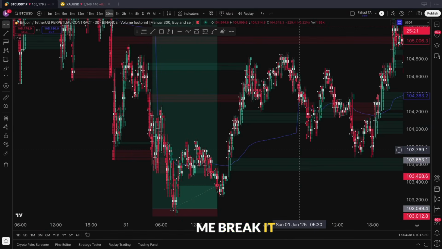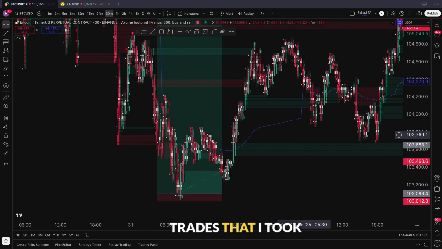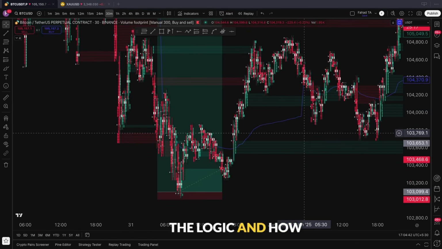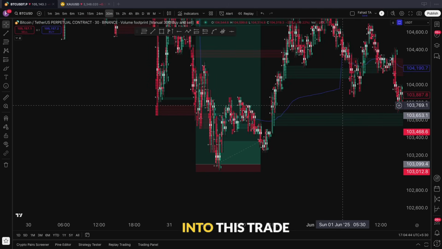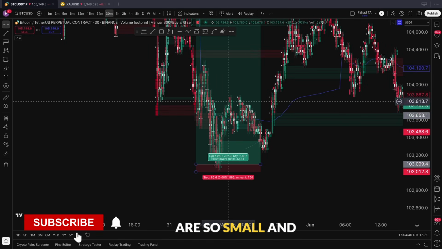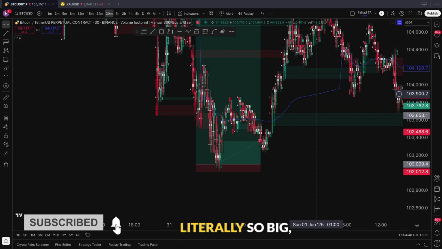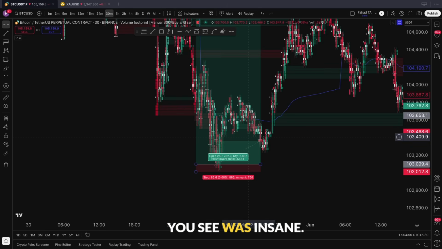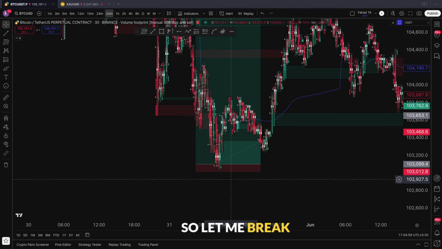So now let me break it down to you, one of these trades that I took earlier, what was the logic and how was I able to get into this trade where the SLs are so small and the targets are literally so big. Like risk to reward, you see, was insane, 1:30. Obviously I do early TPs, but that's not the point. You got into a great trade. So let me break it down for you guys.